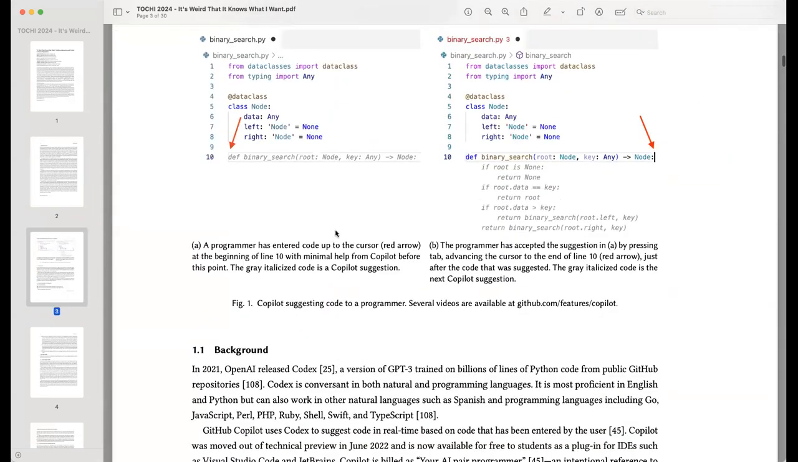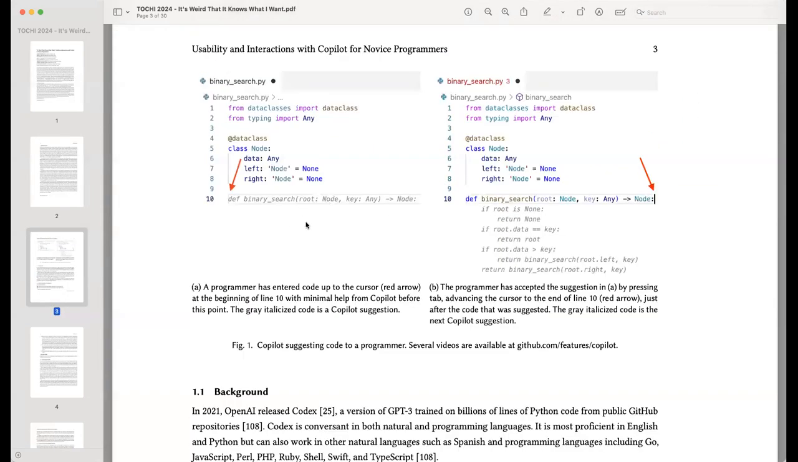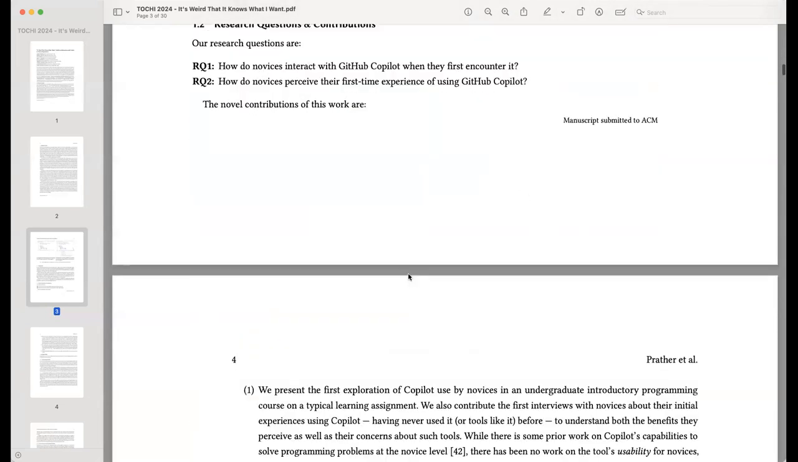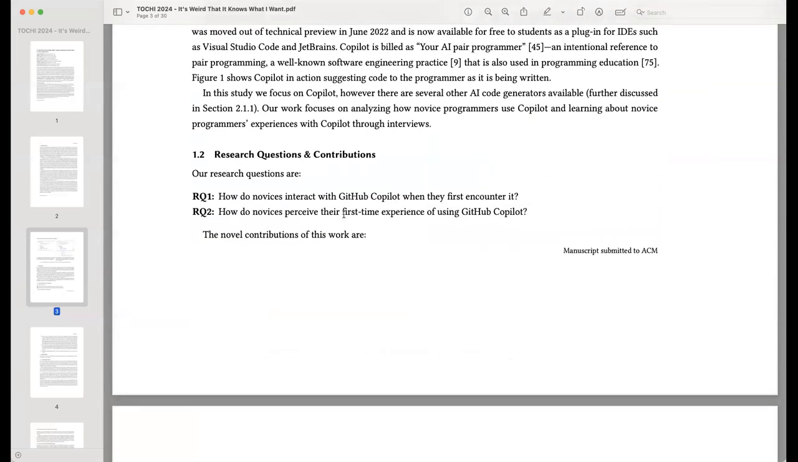You can see here in the first figure the way Copilot works, which is that it suggests code in gray text. And then if you hit tab, it accepts it and moves the cursor over, dropping it into your code file. And then here's the next suggestion. So it can be one line or multiple lines. Our research questions for this study were, how do novices interact with GitHub Copilot when they first encounter it? And how do novices perceive their first experience of using GitHub Copilot?